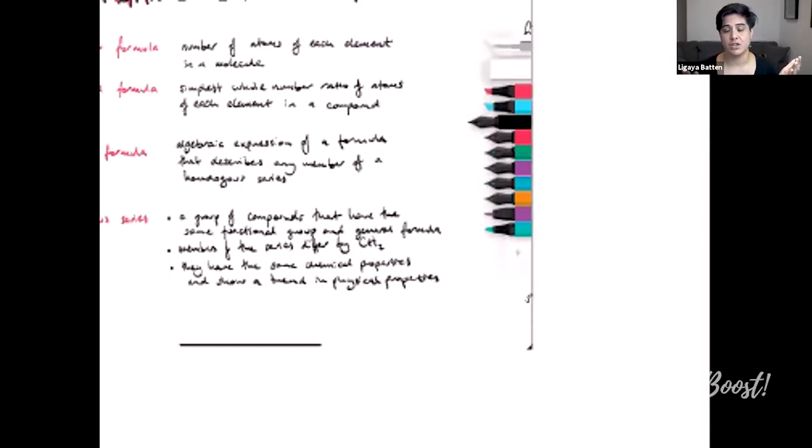So for example, with alkanes, you can say that the more carbons, the higher the boiling and melting points. So this is a trend in physical properties, and all homologous series will be similar in that way. They'll have the same chemical properties, they'll do the same reactions, and then they'll show a trend in physical properties.